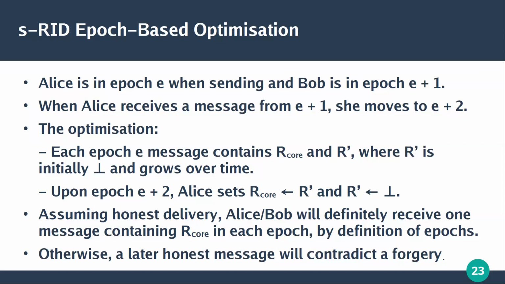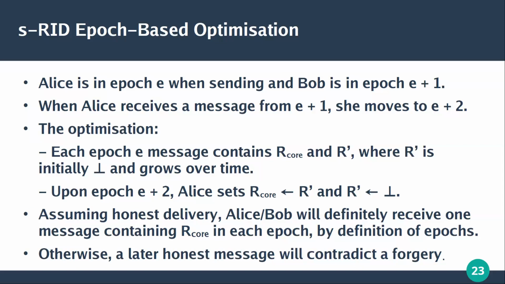Good. So the optimization essentially boils down to the fact that for a given epoch, you only need to send a specific part of this set, just for the one epoch. So basically what we do is we can break the receive set down into two types of messages, the core receive messages, let's say, and this R prime set. And this R prime set will grow as you receive more messages in an epoch.